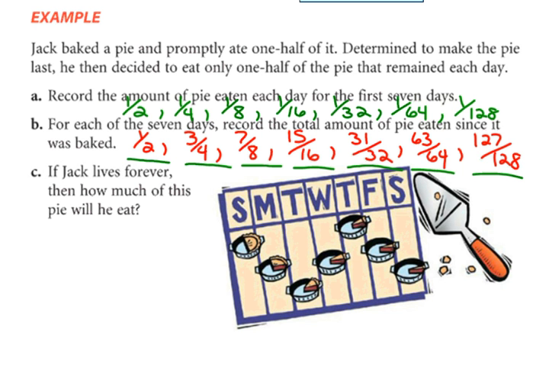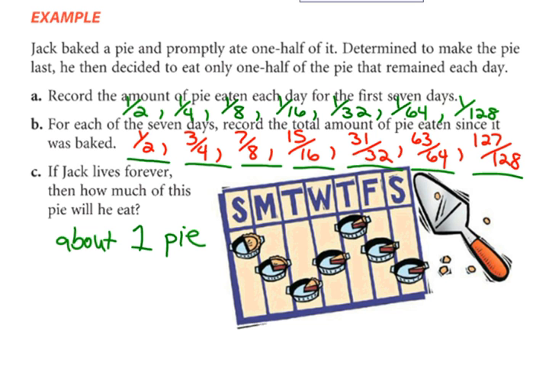So when we go on to part C, it says if Jake lives forever, then how much of this pie will he eat? Well, this series is converging to the number 1, but it will never equal the number 1. Jake will never actually eat the whole pie. So we'll say he'll eat about 1 pie. And the reason that this example is so important is because we're seeing for the first time that a geometric series can converge to a single number.